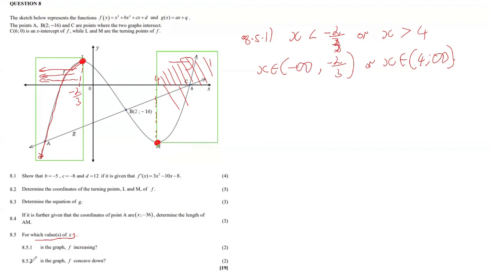Okay, then let's go to 8.5.2. So now they say, for which values of x is the graph f concave down, right? So now it's asking about concavity. We know that in order to report about concavity, we have to find the point of inflection. Remember what we said? There is no concavity without the point of inflection. But then remember, I taught you a much easier way to find the point of inflection. I just said take the x coordinates of the stationary point.